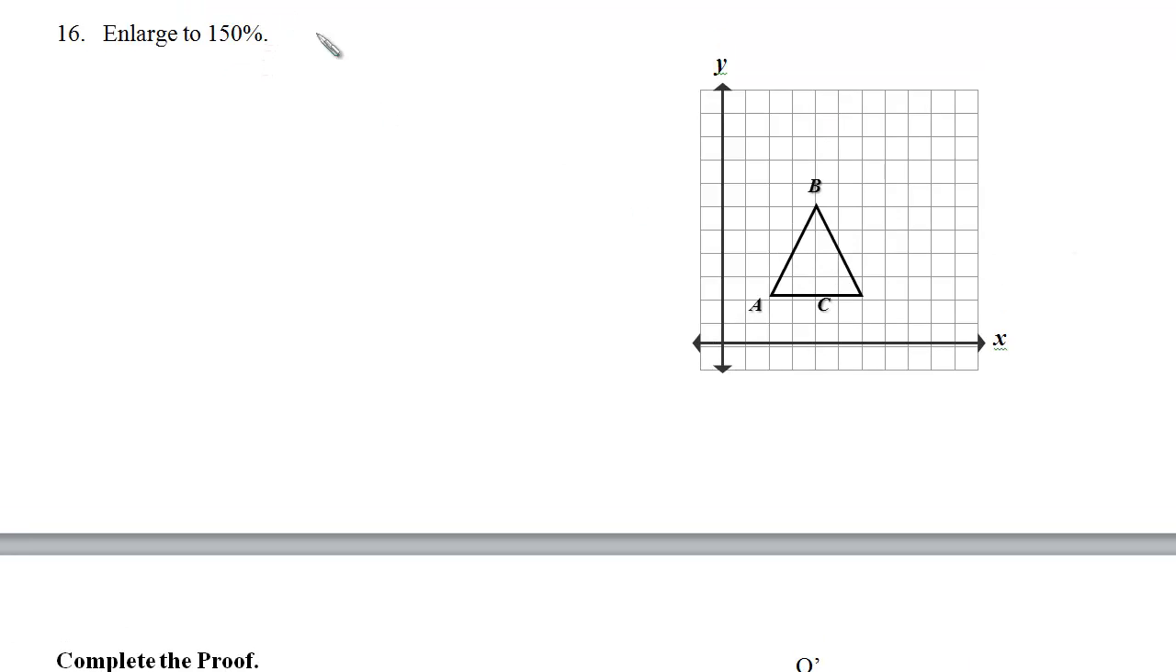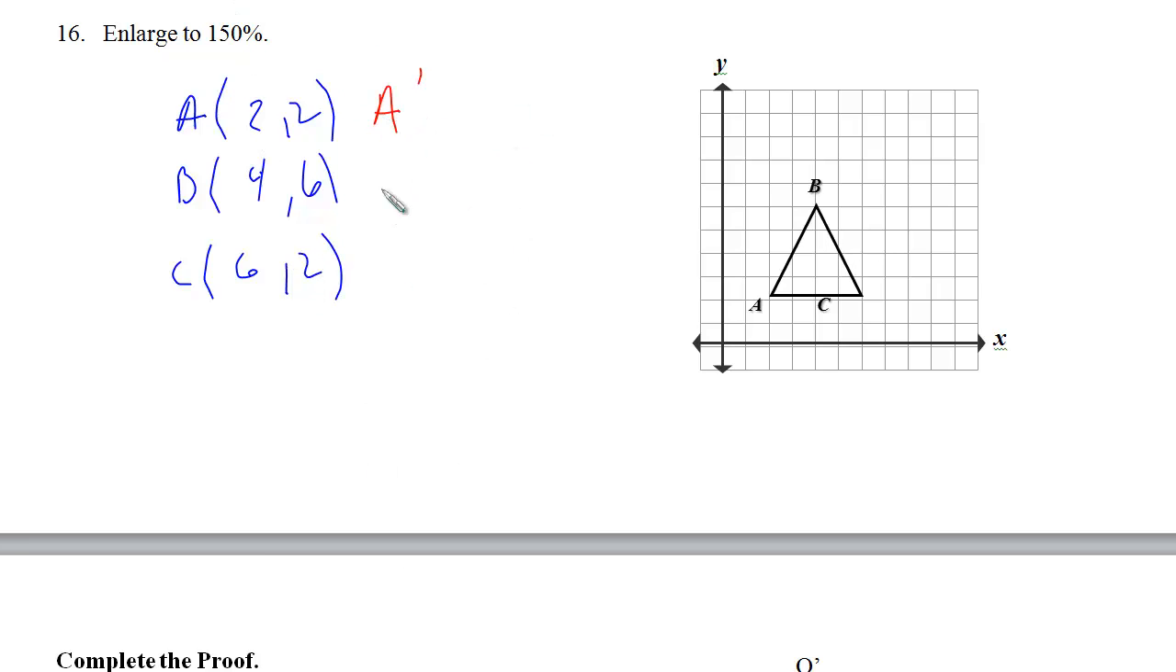Enlarge to 150. So to do that, I'm going to go ahead and take the coordinates A, B, C. So A is 2, 2. B, it looks like, is 1, 2, 3, 4, and up at 2, 4, 6. Whoops, 4, 6. And then C, it looks like, is 2, 4, 6, 6, 2. Now 150%. A prime, B prime, C prime.